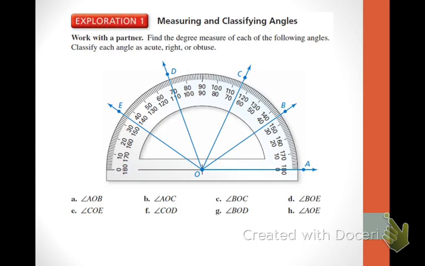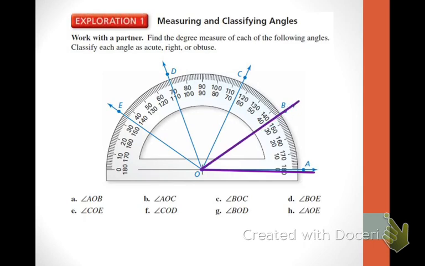All right, the front of our notes today. Find the protractor from our notes today. I'm going to do 2 of them, and then you guys are going to take a minute or 2 to finish them. It says, find the degree measure of each of the following angles. Classify each as acute, right, or obtuse. So let's start. We have A, O, B.